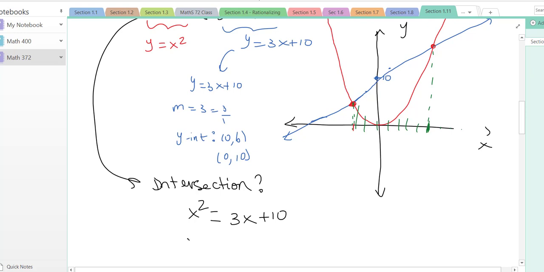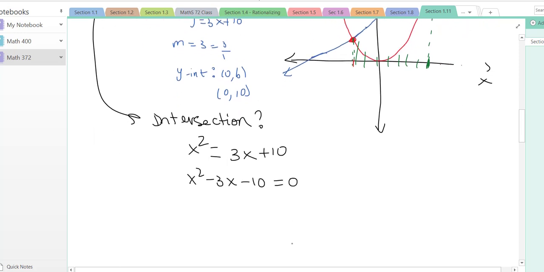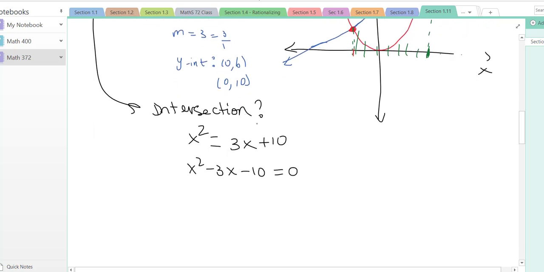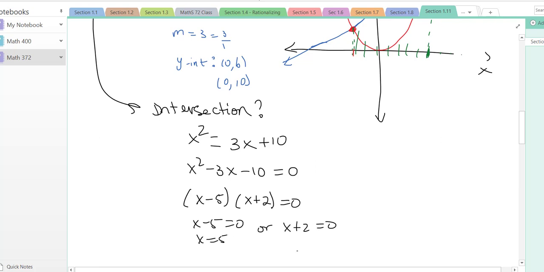And again, it's a quadratic, so set it equal to 0. So bring the 3x over, so minus 3x, bring the 10 over, minus 10, and set it equal to 0. So two numbers that multiply to negative 10 and add up to negative 3. So that'll be minus 5 and 2. And use the zero product property, so x minus 5 is 0, or x plus 2 is 0, which means x equals 5, or x is equal to negative 2.